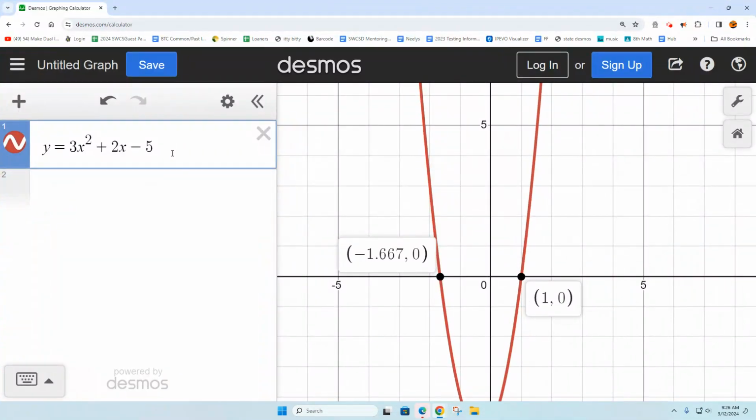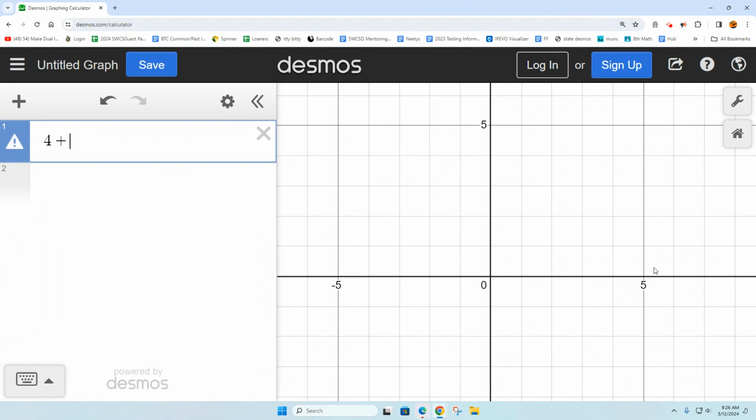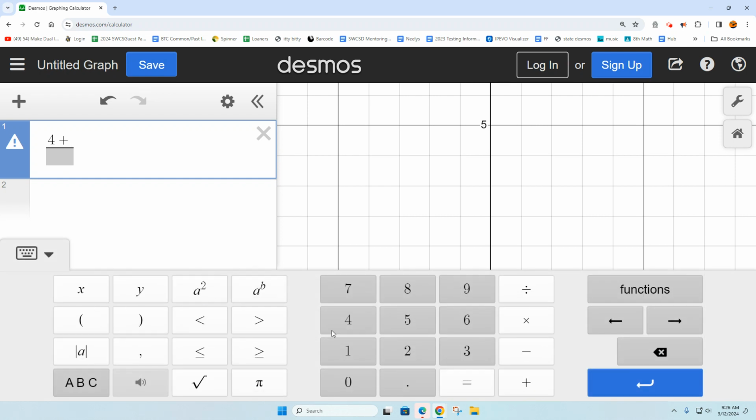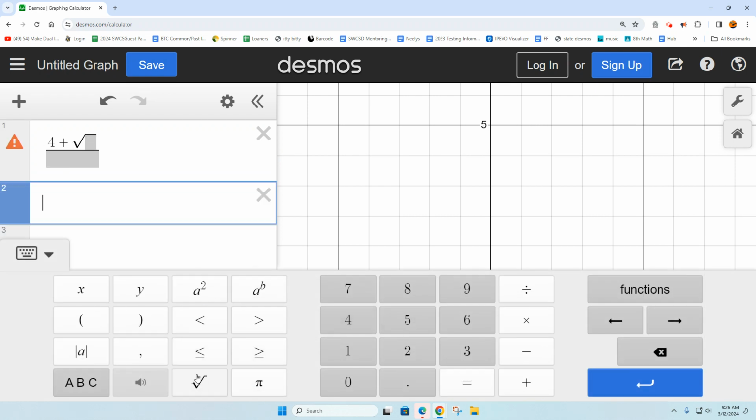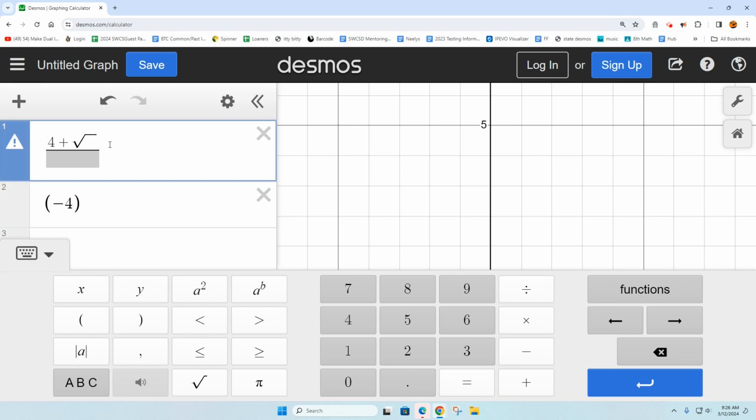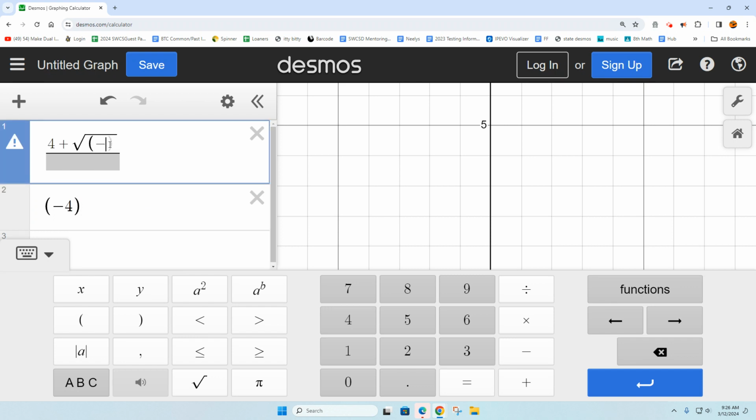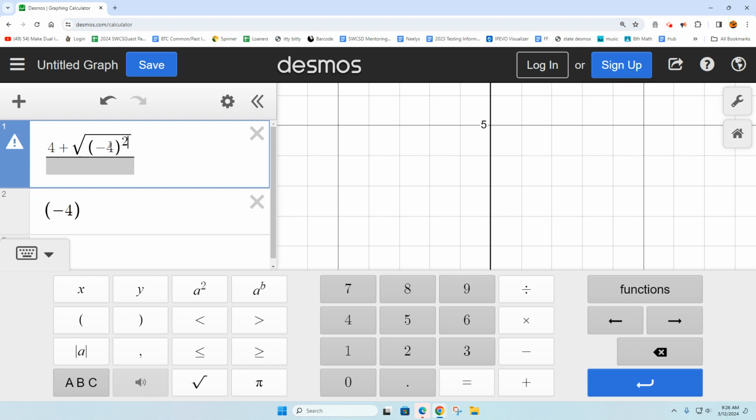So if I go to Desmos, I can type in 4 plus, I got to pick either I want plus or I want minus. And I actually like to, before I even start that, like to make it division. 4 plus square root, parenthesis, negative 4 squared, parenthesis, negative 4. This is not my favorite way to do this.